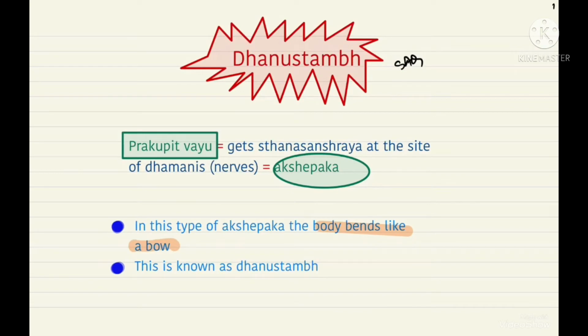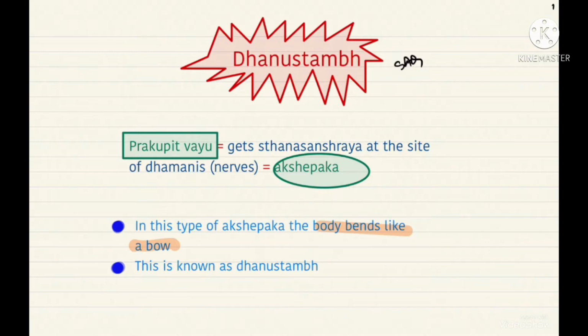Alright, so first of all let us talk about Dhanustambha. Dhanustambha is a topic which can be asked for SAQ, that is short answer questions, and also for LAQ, that is long answer questions. So it can be asked for 4 to 5 marks or also for 15 marks. It is a very important topic that we need to cover. First we'll see what is Dhanustambha, and then its types, and the types we'll see in a bit of detail.